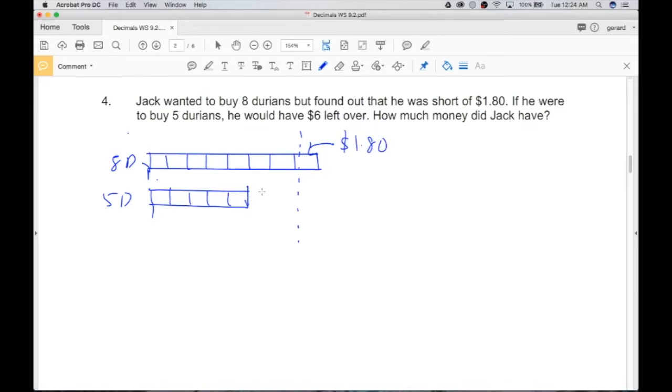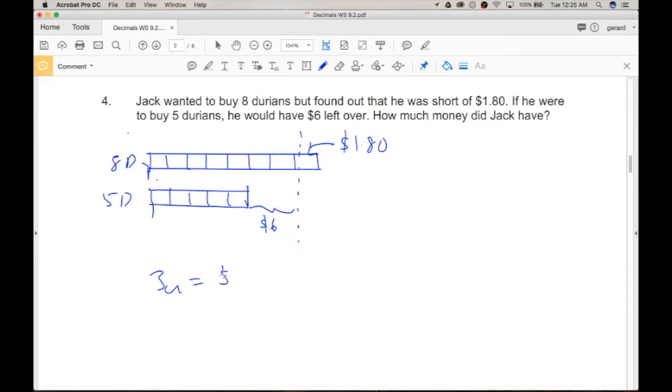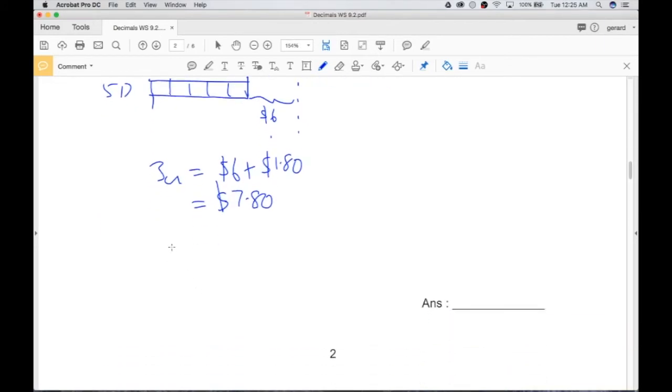And we know that if he bought 5 durians, if this is the amount of money he had, this is actually $6. Alright, so if we're going to add this $6 plus this 180 over here, we can actually find what's 3 units. So 3 units is actually equals to $6 plus $1.80 equals to $7.80. Now from here, we can find what is 1 unit.